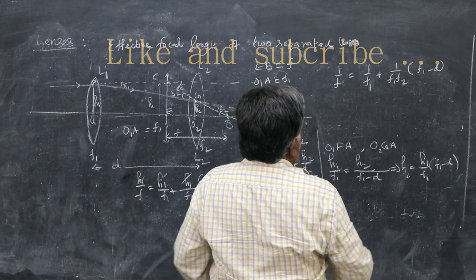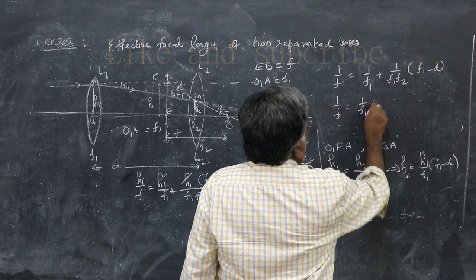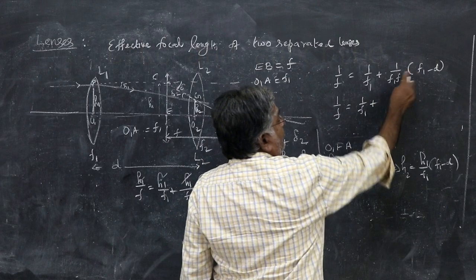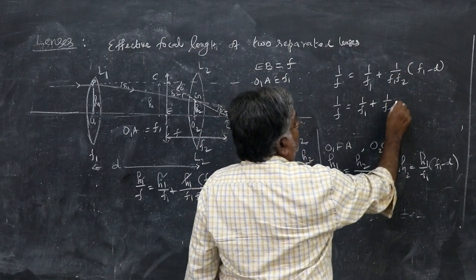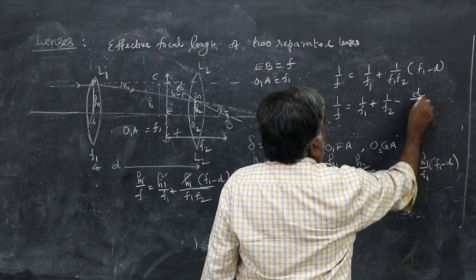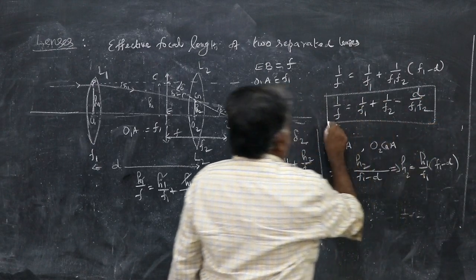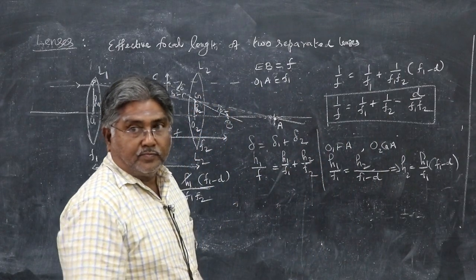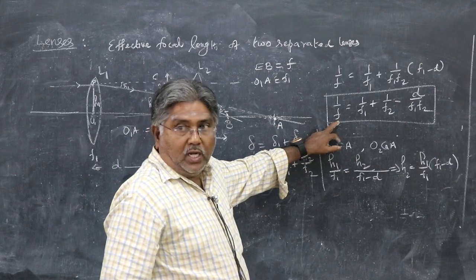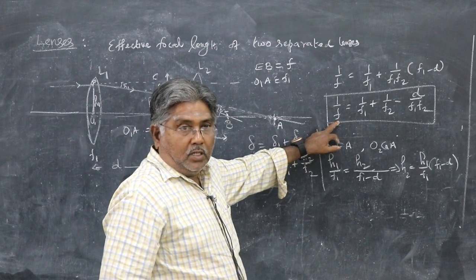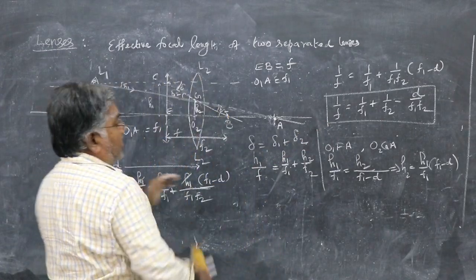So 1 by f is equal to 1 by f1 plus, expanding, f1 will cancel, so 1 by f2 minus d by f1 f2. This is the formula which gives the effective focal length f. Okay, you can easily check this. Suppose the two lenses are in contact, d is 0.